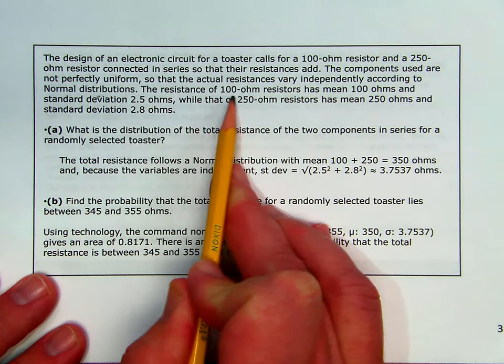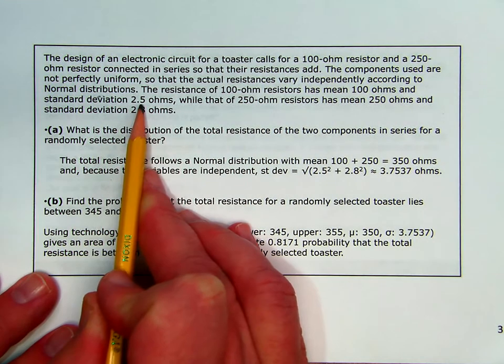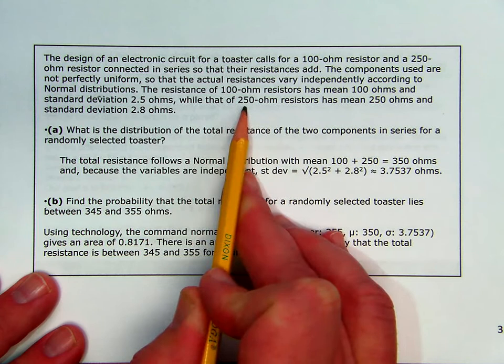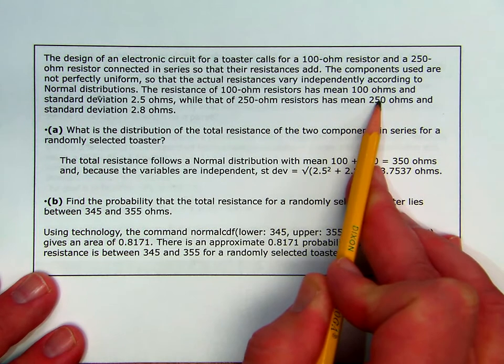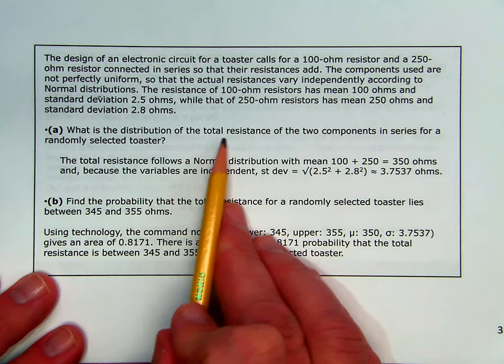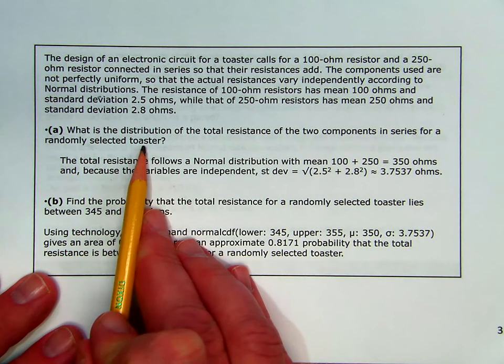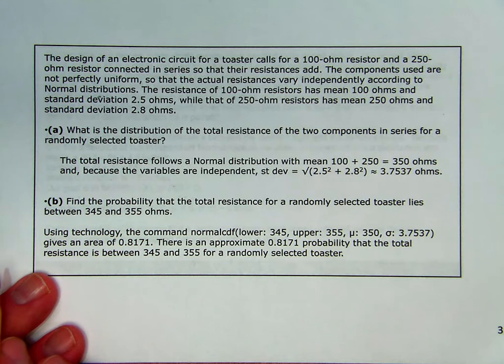The resistance of the 100 ohm resistor has a mean of 100 and a standard deviation of 2.5. The 250 ohm resistor, rather, has a mean of 250 and a standard deviation of 2.8. What is the distribution of the total resistance of the two components in a series of a randomly selected toaster?